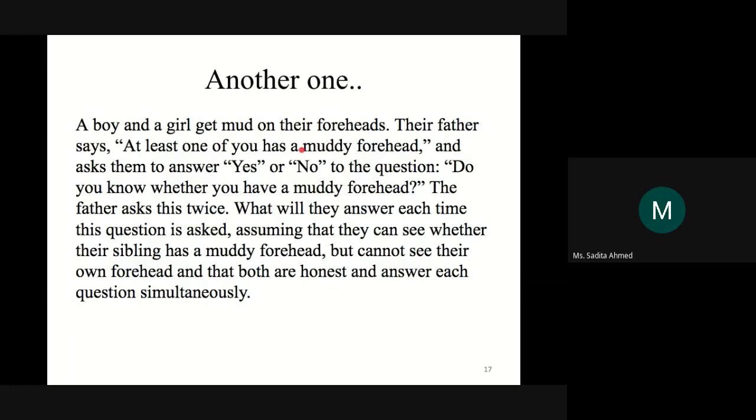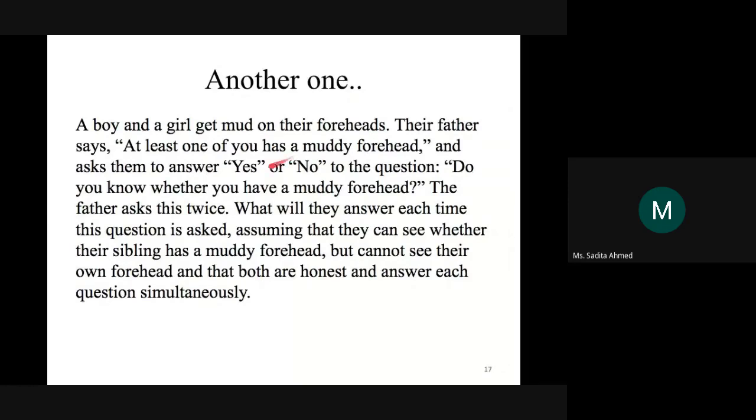So let's talk about the boy. If the boy is capable of making a logical deduction, what must be going on in his head? Okay, I can see that she has a muddy forehead, and dad said at least one of you has a muddy forehead. So in order for the statement to be true, the conditions are satisfied. At least one, right? So she has a muddy forehead. The condition is satisfied. That makes the statement true. So I no longer know if I have a muddy forehead or not.